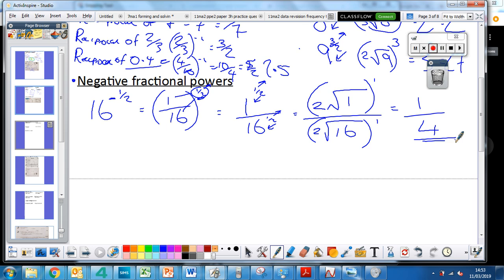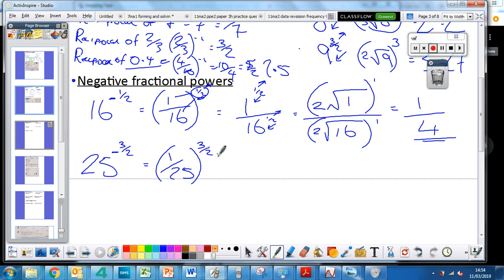Let's look at another one. Let's look at something like 25 to the minus 3 over 2. It's a scary looking question, but let's follow the same process. The first thing we're going to deal with is the fact that it's a negative power. And we know negative means flip it. So we flip the 25. It becomes 1 over 25. That has dealt with the negative part of the power. So now it's positive 3 over 2 that we're dealing with.